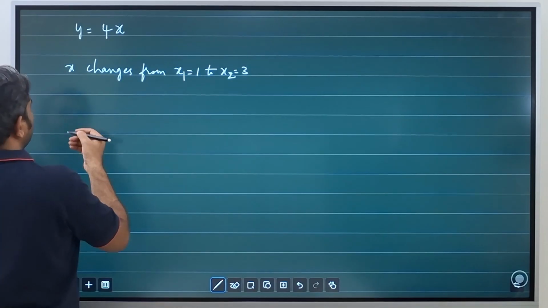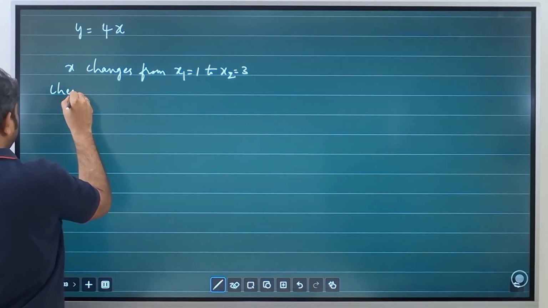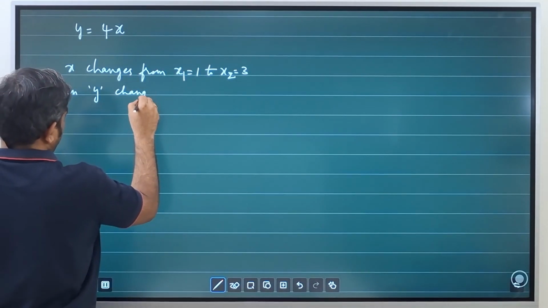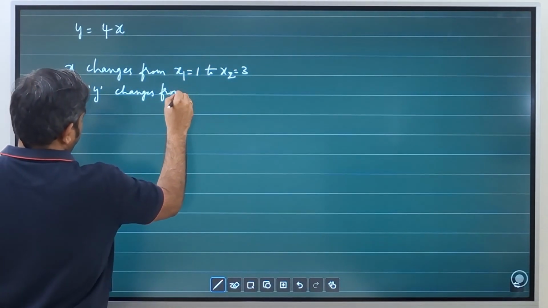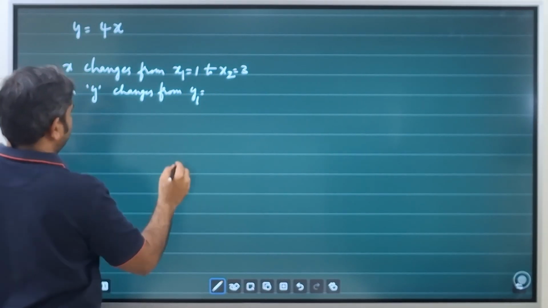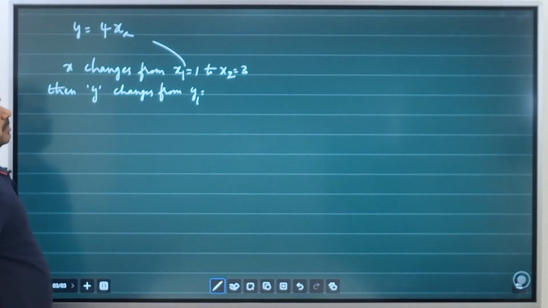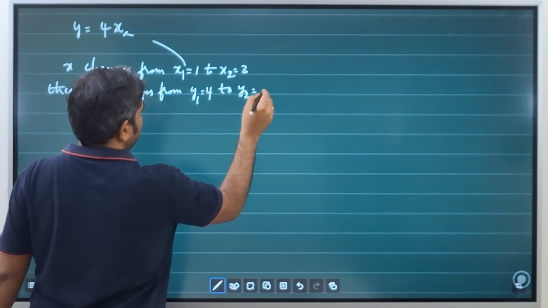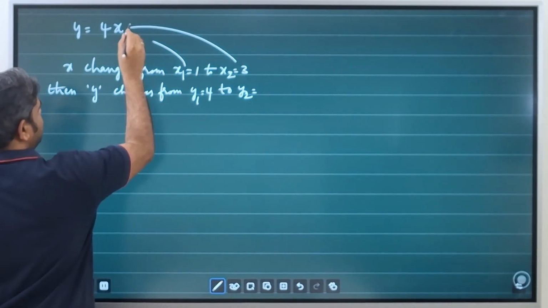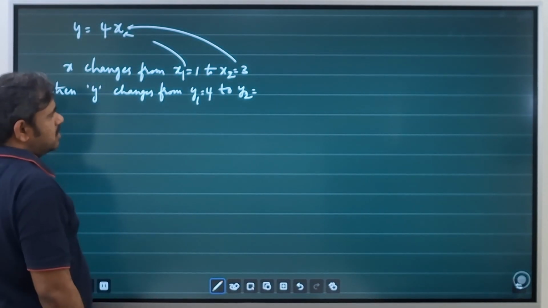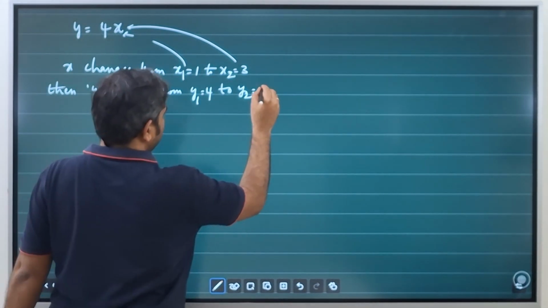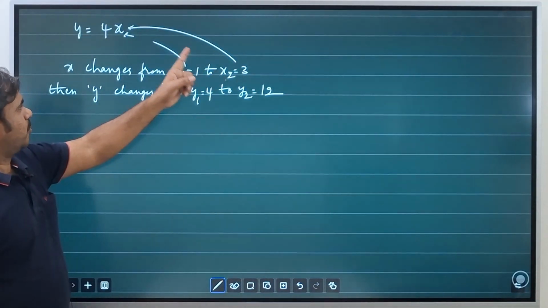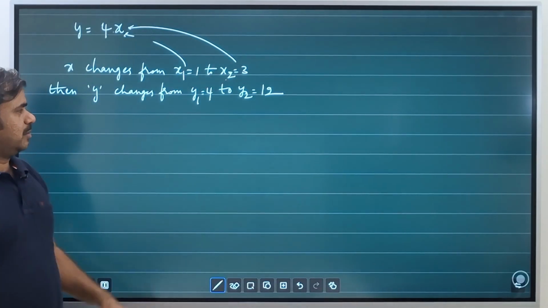Then y changes from y1, substitute x1 and you will get y1. So y1 is equal to how much? 4. y2 is equal to, substitute x2, you will get y2. How much do you get for y2? Equal to 12. y2 is equal to 4x2, 4 into 3 is equal to 12.